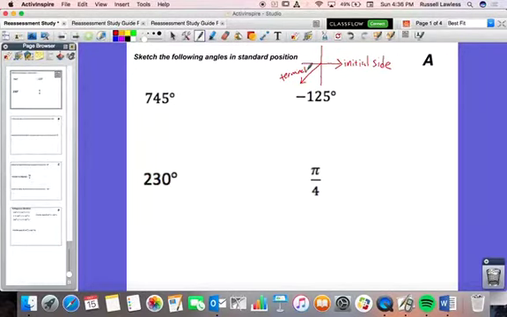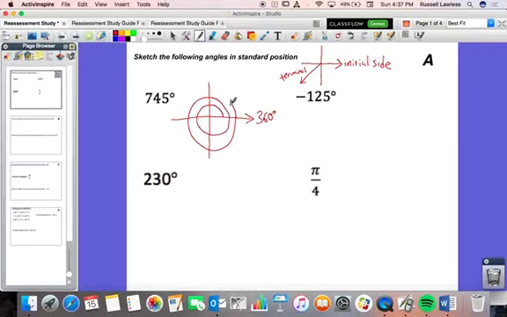So for this case, if we're looking at 745 degrees, we have our y-axis, we have our x-axis. Now, our initial side is the positive x-axis. And to show how far we go, we're always going to start at the positive x-axis. Now 745 degrees, I know it's going to be more than one rotation because a full rotation would be 360 degrees. Now if I go around one more time, that should be 720. So that means I just need to go 25 degrees more.